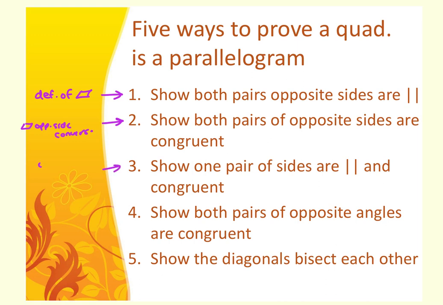The third one is show one pair of sides are congruent and parallel. And this is opposite sides, congruent and parallel theorem. This is not the converse because this is the one that's new. The fourth one, both pairs of opposite angles are congruent. This would be parallelogram, opposite angles, converse. And diagonals bisect each other, parallelogram, diagonals, converse. So any one of these 5 ways would prove a quadrilateral is a parallelogram.